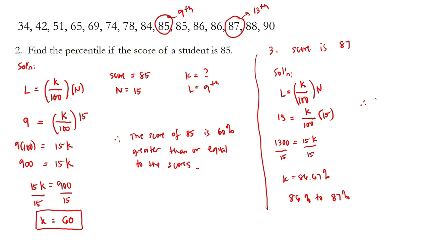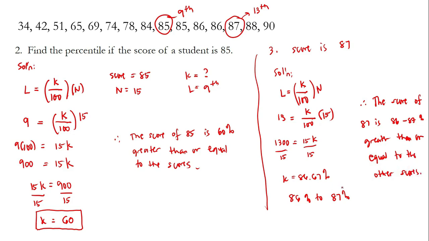Okay. So how will you conclude based from the result? So you can say that the score of 87 is 86 to 87% higher or greater than, let me use greater than or equal to the other scores. So that's it.